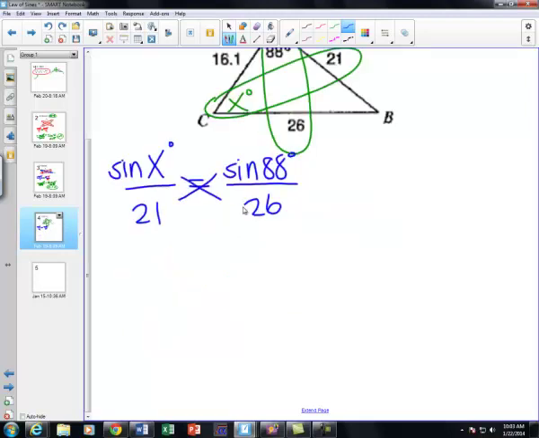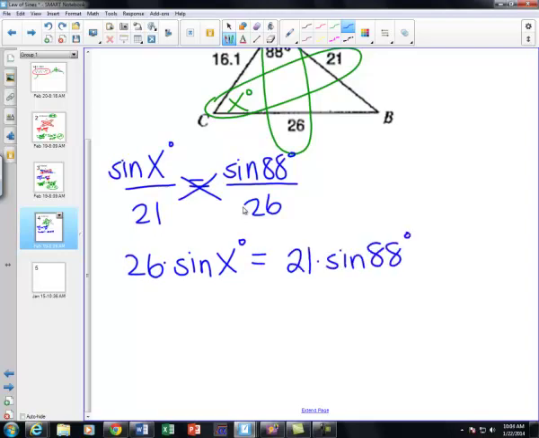And then I can cross multiply. I'm going to put the number first. 26 times the sine of x equals 21 times the sine of 88. Okay, so this is going to be a little bit different this time because now we're going to divide by the 26 on both sides. And we've got sine of x equals. Alright, so go ahead and plug that in your calculator. 21 times the sine of 88, divide by 26.